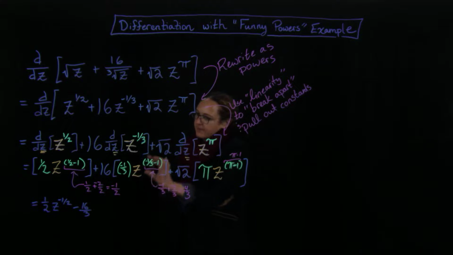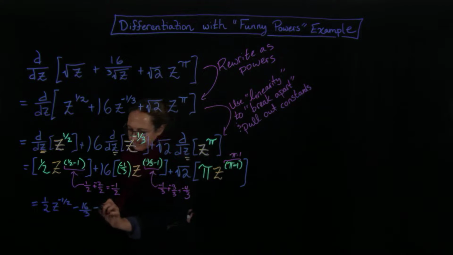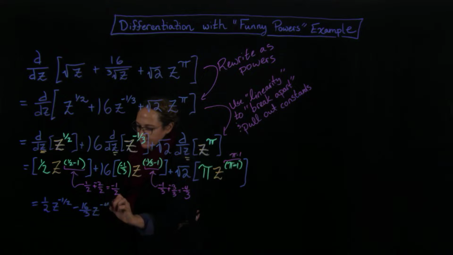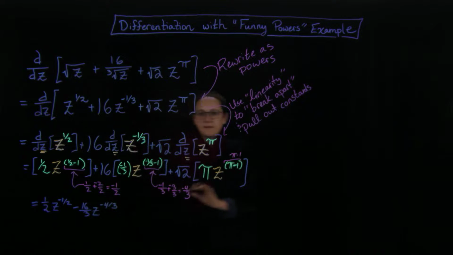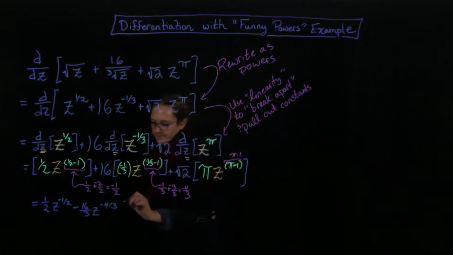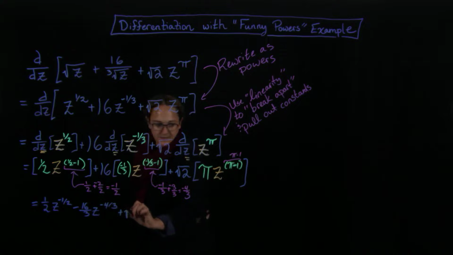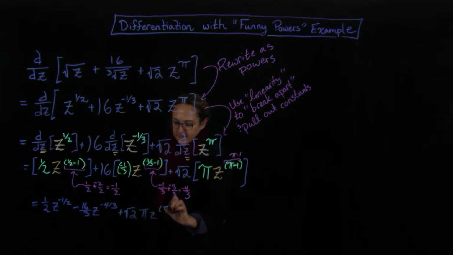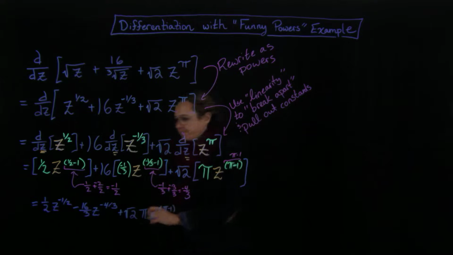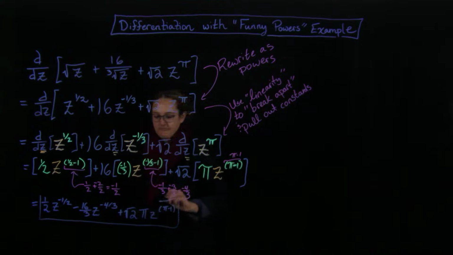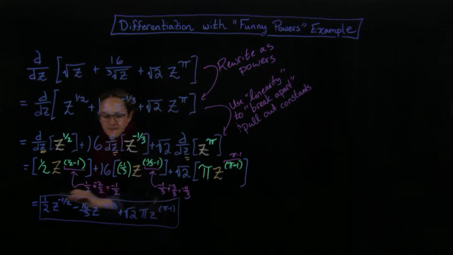And then we move on with that, and we have Z to the power I computed, which is minus 4/3. And then I'm going to keep on going. And now I have the square root of 2 times pi. So plus the square root of 2 times pi, and then I have Z to the pi minus 1. Nothing happened with that one. Okay, and that's my final answer.